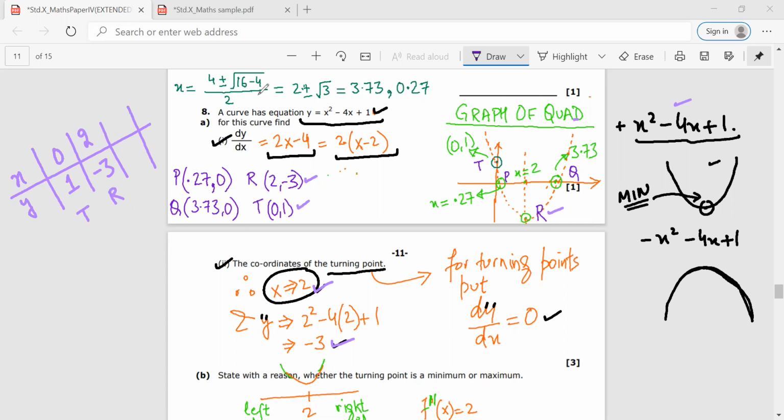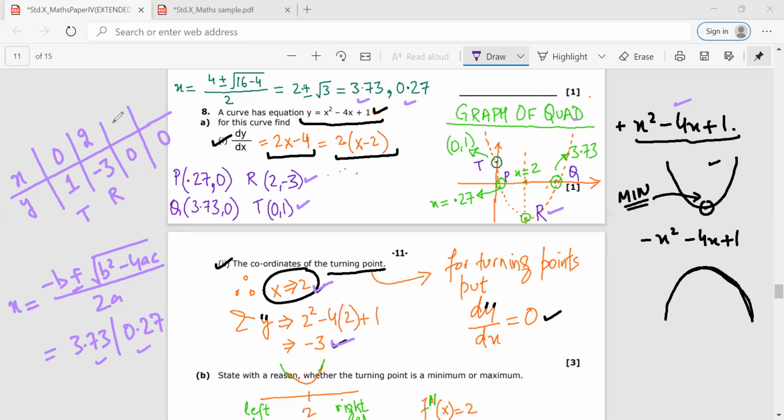Now I can find another 2 points on this parabola if I find the roots of the equation x square minus 4x plus 1. For finding the roots of the equation, I use minus b plus minus square root of b square minus 4ac, whole upon 2a. I use this formula to find the 2 roots, which are equal to 3.73 and 0.27. So these are the 2 points where the value of y is 0. Mr. Rudra, am I making any sense? Yes, sir. So these are the points which will help us in plotting the parabola.